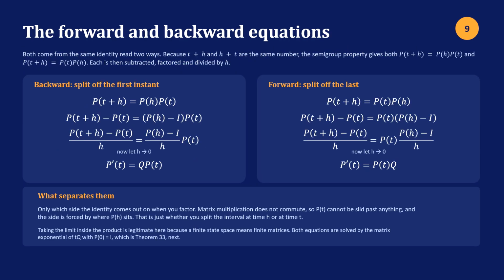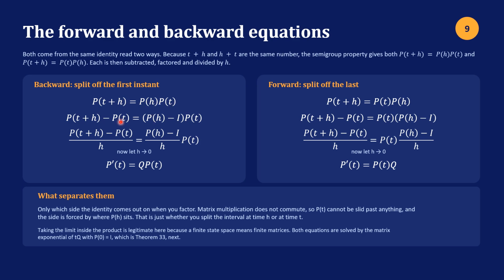I want to relate Q and P yet again on this slide, but in a different way. From the semigroup property, we have P of t plus h equals P of h times P of t, and P of t plus h equals P of t times P of h, which is what I'm showing here and here. And I'm going to use each one of these in different ways to show different relationships. Let's look on the left first.